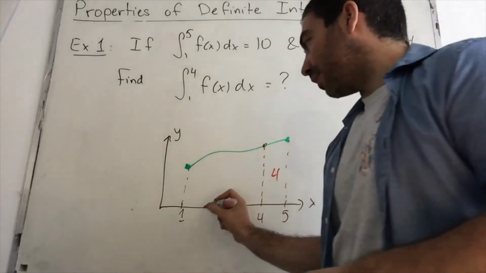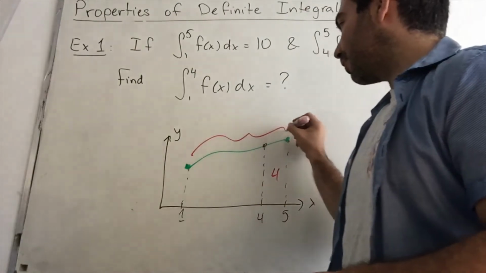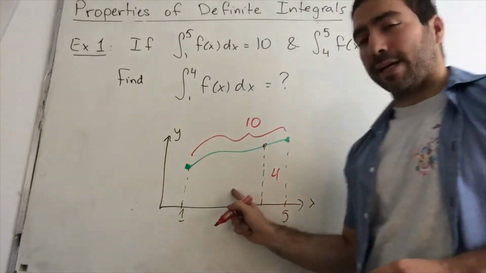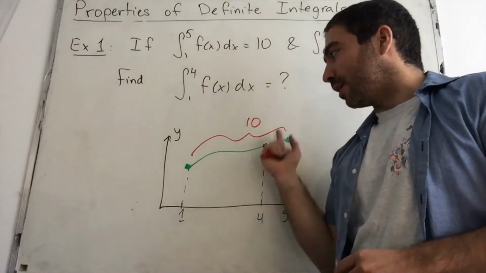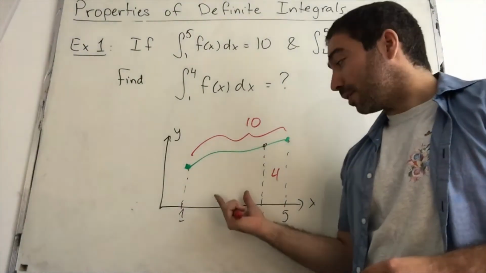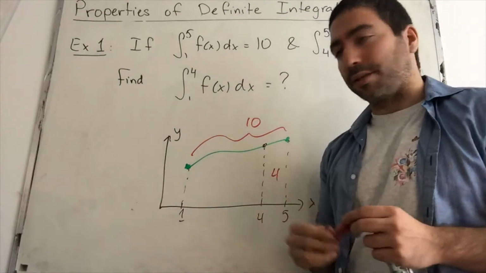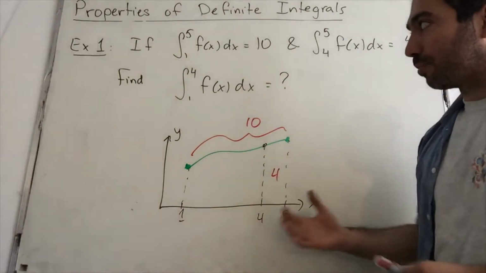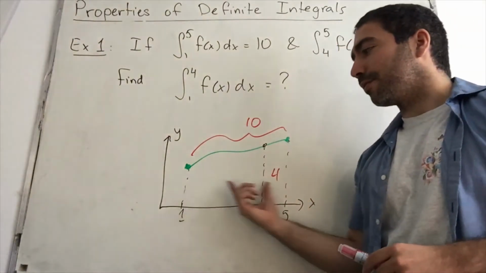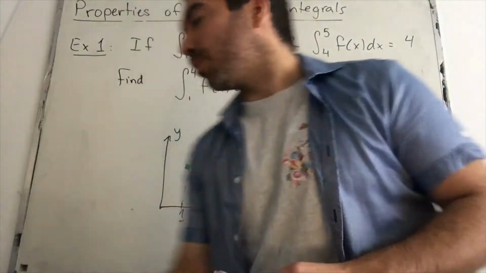And we know that the whole thing, the area under the curve, is 10. What would you expect the area from 1 to 4 to be? Well, what do we have to add here to get an entire answer of 10? The answer is simply 6. Okay, so this is the idea, because 4 plus 6 gives us 10. Okay, but let's prove this mathematically. Let's use our properties to prove this. But this is based off the graph. We should have an intuition of what we expect the answer to be.